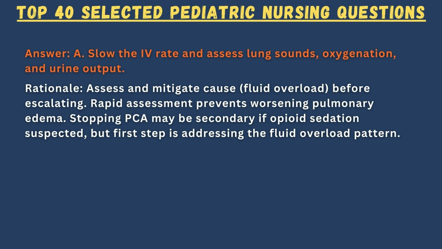Answer. A. Slow the IV rate and assess lung sounds, oxygenation, and urine output. Rationale. Assess and mitigate cause, fluid overload, before escalating. Rapid assessment prevents worsening pulmonary edema. Stopping PCA may be secondary if opioid sedation suspected, but first step is addressing the fluid overload pattern.